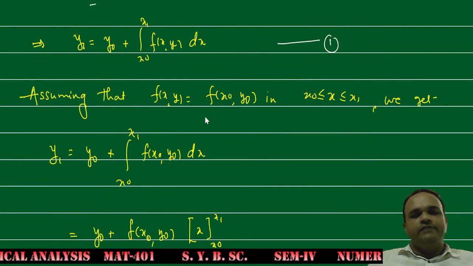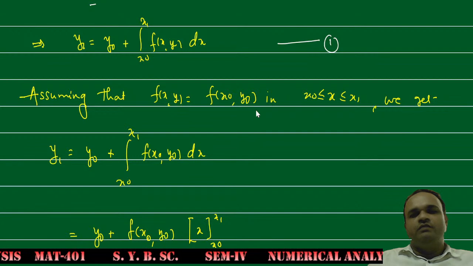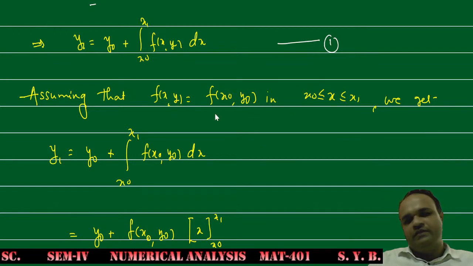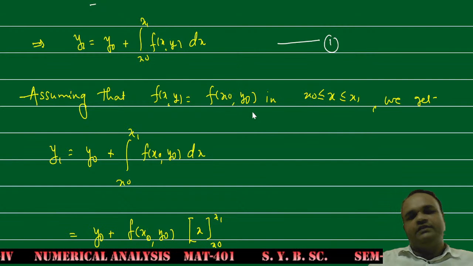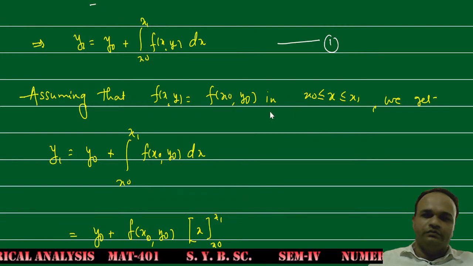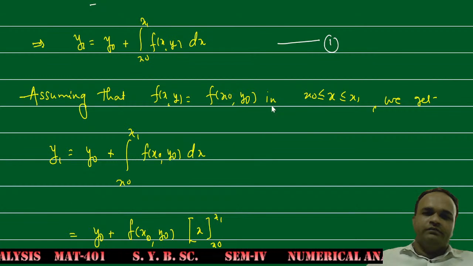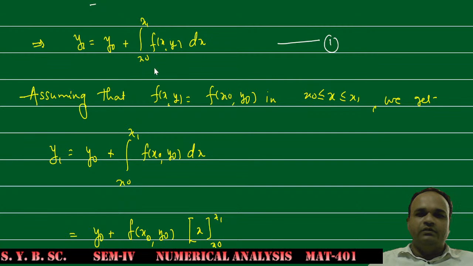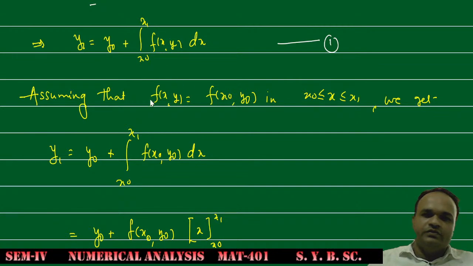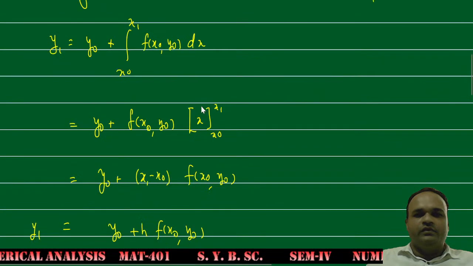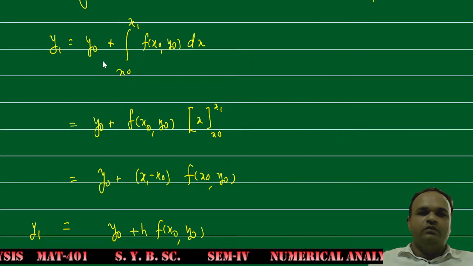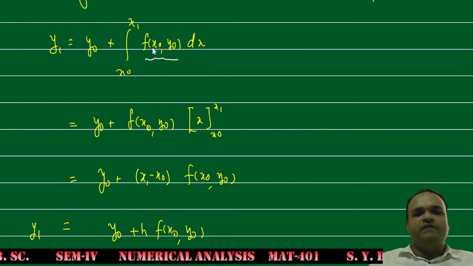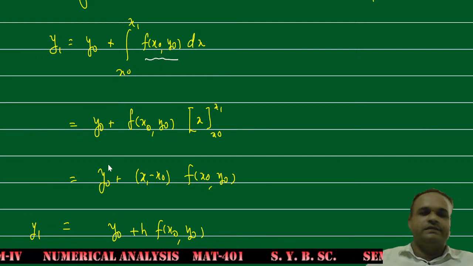So assuming that f of x, y is equal to f of x0, y0 in the interval x0 to x1, let us assume that the function is constant in this interval and takes the constant value f of x0, y0. So substitute the value of f of x, y in the interval x0 to x1, that is f of x0, y0, which is constant. The resulting equation will give us y1 equal to y0 plus the integral from x0 to x1 of f of x0, y0 dx.